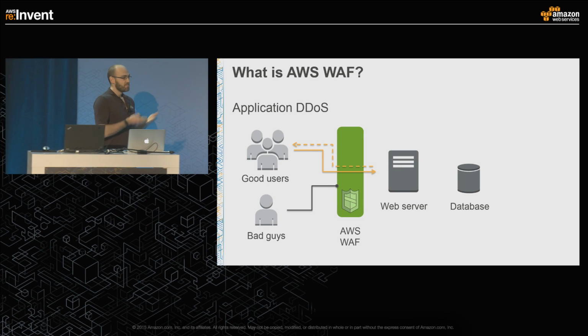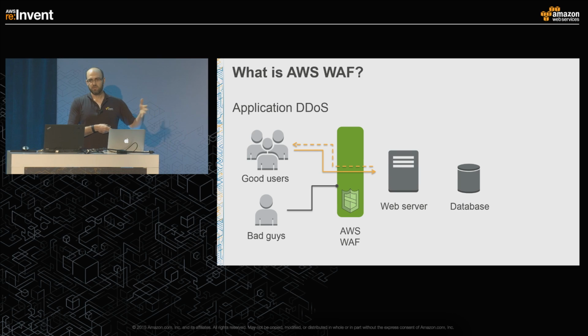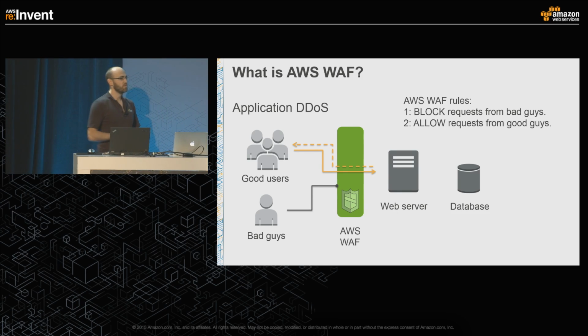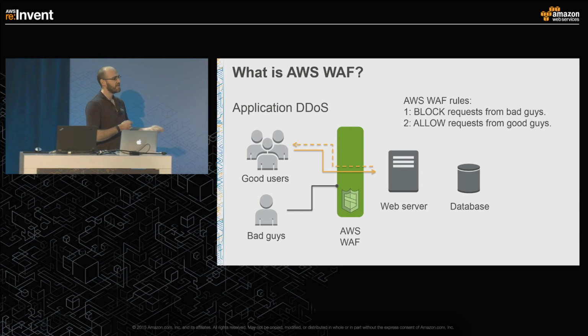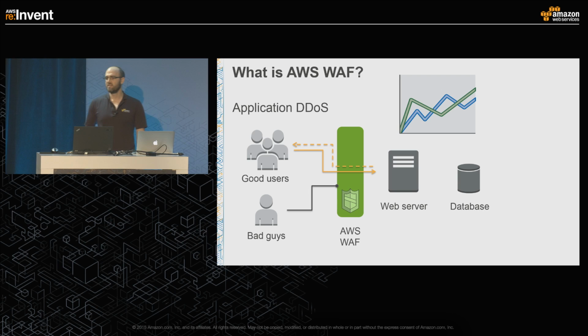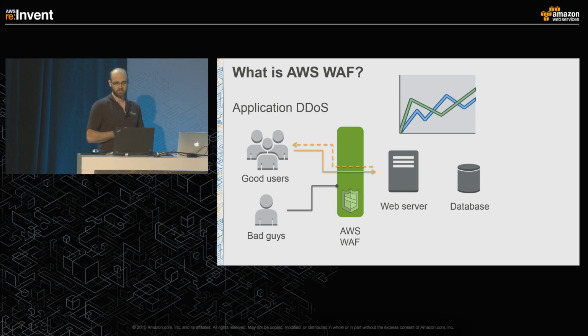WAFs work by putting a service layer in between the public internet and your users and your web service infrastructure. They give you rules that let you define who's allowed and who's not, and usually come along with some extra visibility features, graphs, and logs to let you know what those rules are doing and how they're interacting with your web traffic.